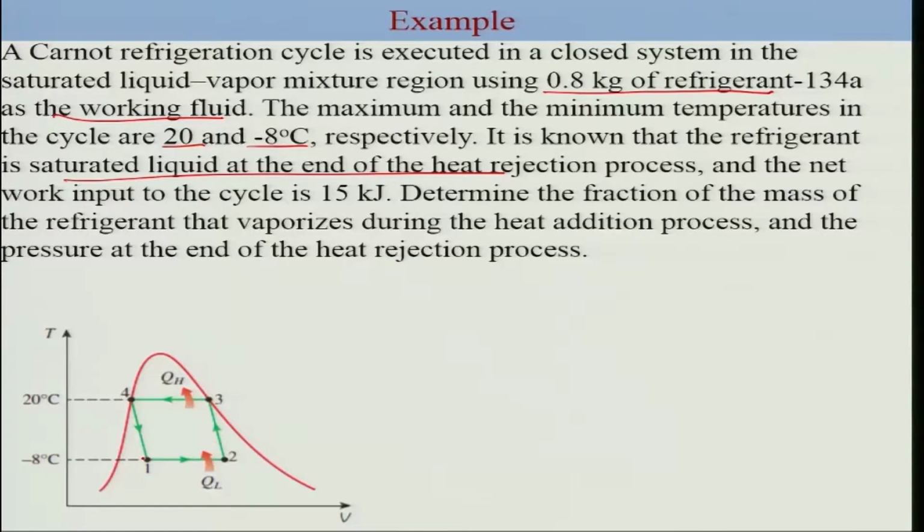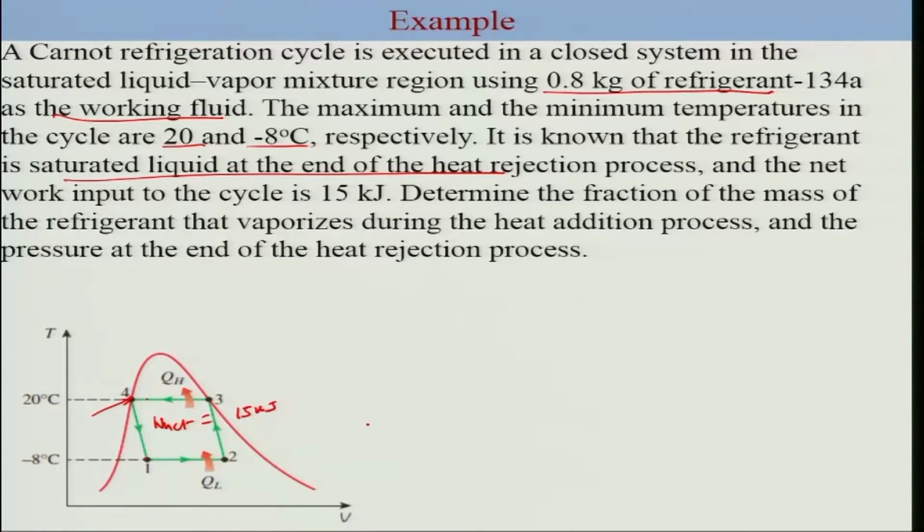So this is the start here. It started from the vapor-liquid region. Heat is being pumped in, and in this process the refrigerant evaporates, and finally at the end of the cycle the working fluid is on the saturated liquid line. It is also given that W_net is 15 kilojoules. Determine the fraction of the mass of the refrigerant that evaporated during the heat addition process, and the pressure at the end of the heat rejection process, which is essentially this.